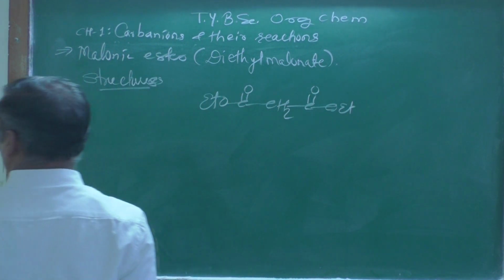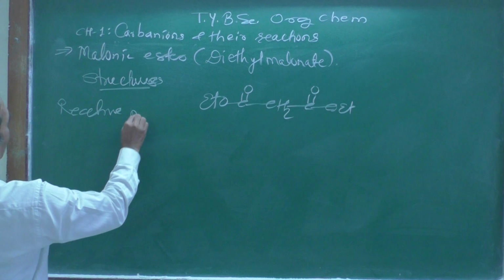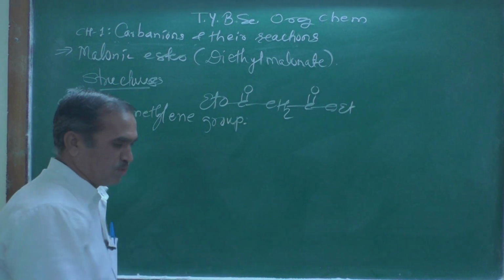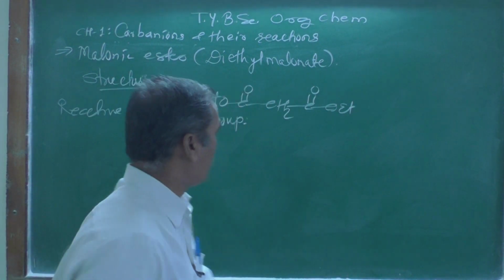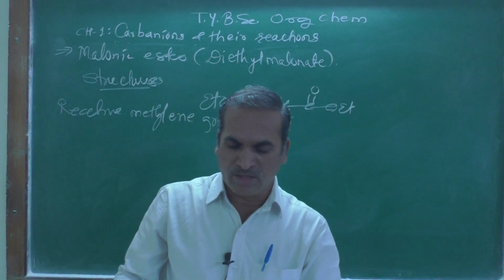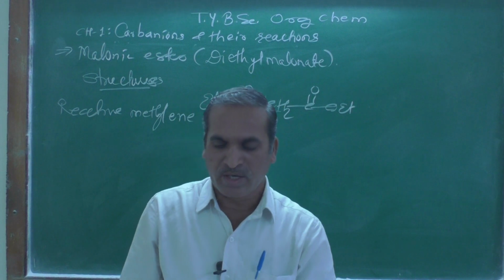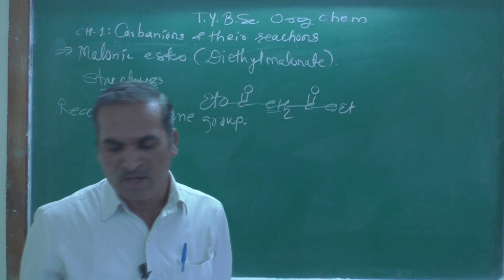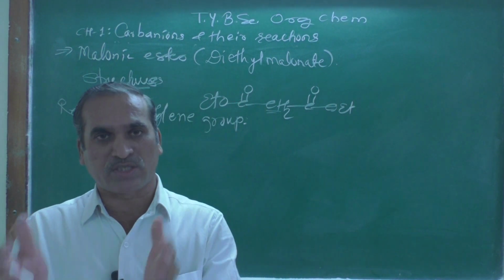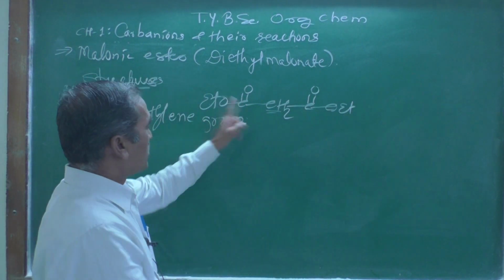Now I already told you about the reactive methylene group. What do we mean by the reactive methylene group? Let me tell you. The methylene group which is flanked by two electron withdrawing groups is called a reactive methylene group. For example, cyanoethyl acetate, acetoacetic ester or malonic ester exhibit this type of group.